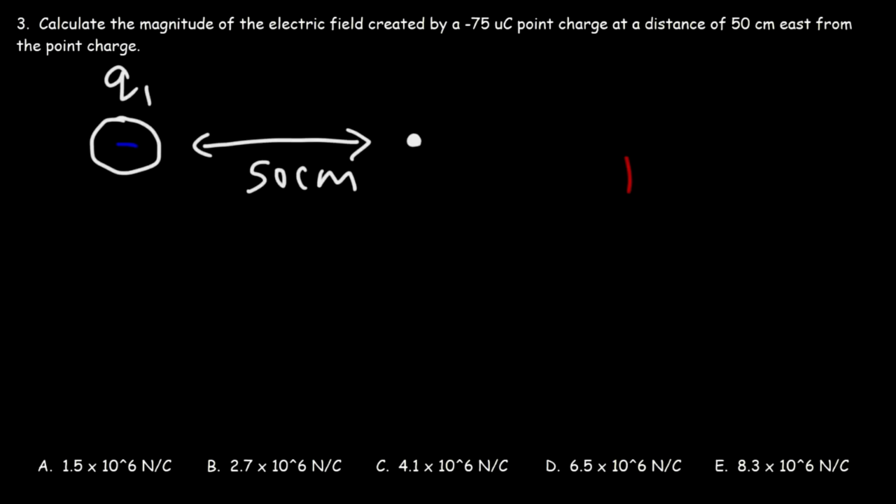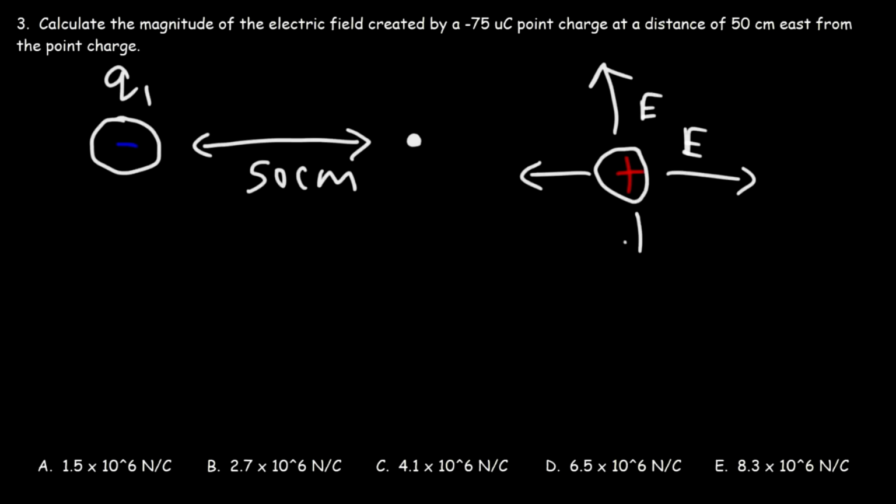Now, let's review a few things. Let's say if we have a positive point charge. The electric field created by this charge emanates away in all directions from the positive point charge. In the case of a negative point charge, the electric field points towards the negative point charge in all directions.